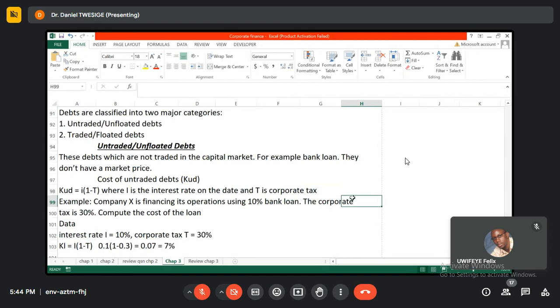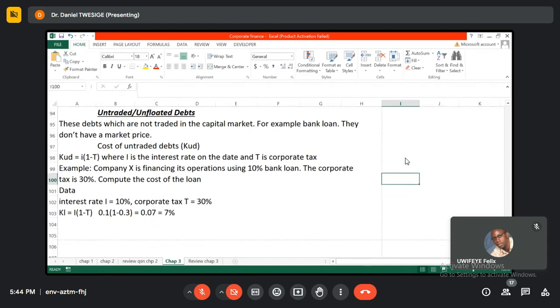It means you should generate a return that is equivalent to 7%. If you are to motivate the loan holders to finance the business, that's the minimum. So as long as you are dealing with untraded debt, you just get the interest into 1 minus t to calculate the cost of that debt.